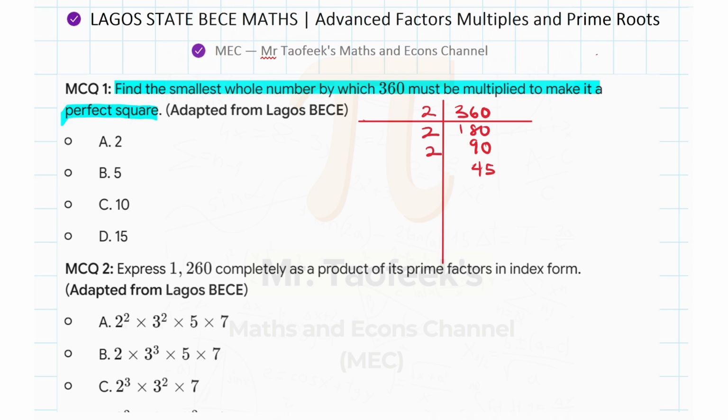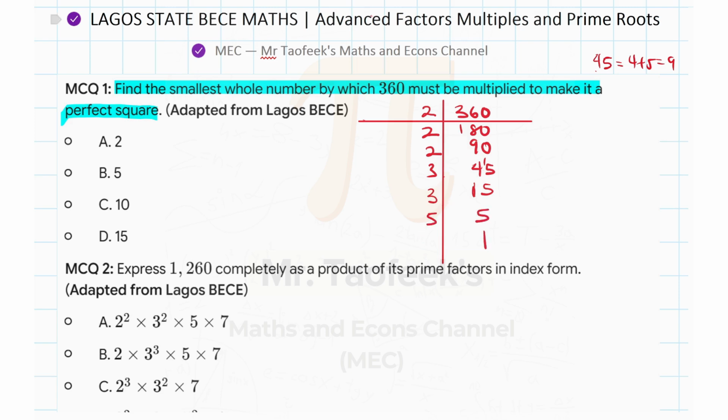The quickest way to check if 3 can divide the number is to add the digits together. So 4 plus 5 is basically 9. Is 9 a multiple of 3? Yes, 3 times 3 is 9. So that means 3 can divide. So 45 divided by 3: 3 in 4, 1, remainder 1. 3 in 15 is 5. Then can 3 still divide? Yes, 3 can still divide because 3 times 5 is 15. This is going to be 5, and this is going to be 1.